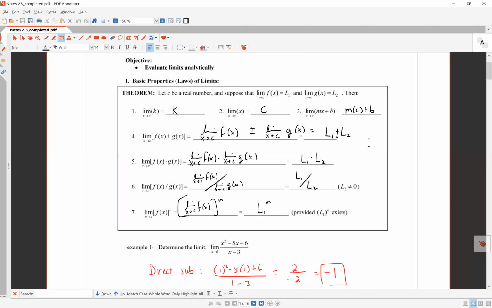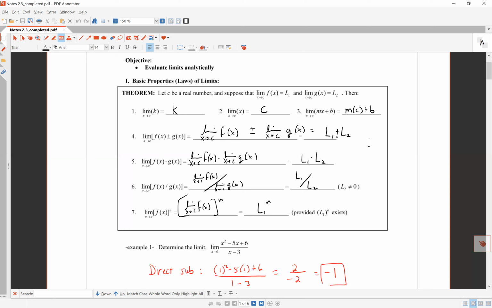And then also, the limit of the product is the product of the limits. So if we know that the limit of f of x is L1 as x goes to c, and the limit of g of x as x goes to c is L2, then the limit of their product is L1 times L2. And the same thing for the quotient, though we're assuming that the limit as x goes to c of g of x is not equal to 0. Of course, if it's 0, then you can't evaluate the limit. So the limit of the quotient, look at number 6 there, is the quotient of the limits.